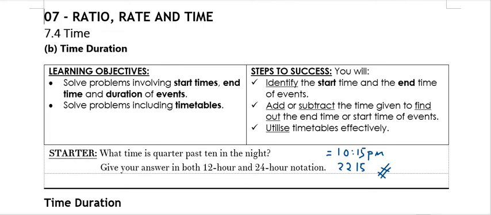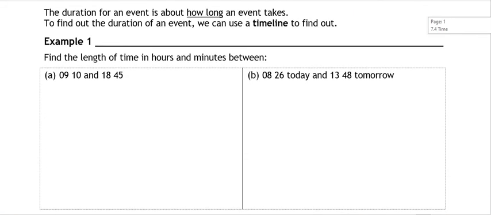For time duration, all you need to do is know two things. First, identify the start time and the end time, and you will use the difference between the times to get the duration. Or you are going to find the end time or the start time by adding or subtracting the time given. And today you will also solve problems including timetables, right? So let's move on to the first one.